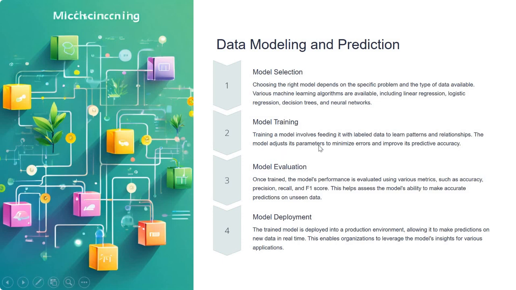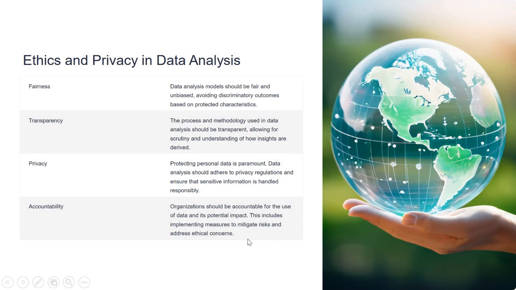Model training. Training a model involves feeding it with labeled data to learn patterns and relationships. The model adjusts its parameters to minimize errors and improve its predictive accuracy. Model evaluation, model deployment. Then this is ethics and privacy in data analysis.